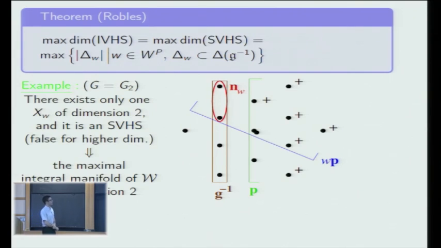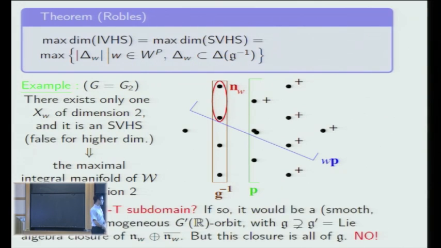And so here's an example of how to compute it for our running example G2. So the point is, here's my conjugate of WP, and I intersect that with the negative roots, and I have this NW, and that has two roots in it, so I have a two-dimensional Schubert variety. And it's a Schubert variation of Hodge structure because this only intersects stuff in G minus 1. If I try to go to a higher dimensional Schubert variety, that doesn't happen. And so the maximal integral manifold of the horizontal distribution, and hence the maximal dimension of the image of a period mapping, is 2. And you can ask whether this XW is a Mumford-Tate subdomain.